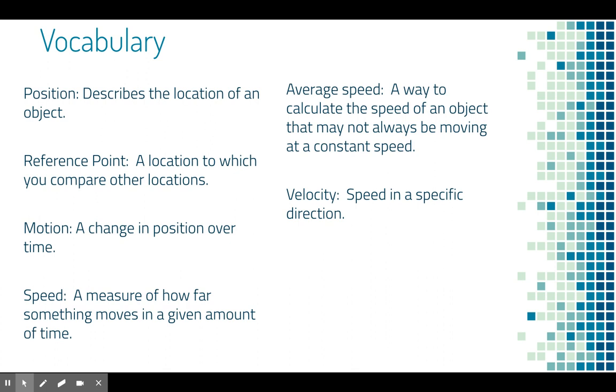So position describes the location of an object. Reference point is a location to which you compare other locations. Motion is a change in position over time. Speed is a measure of how far something moves in a given amount of time. Average speed is a way to calculate the speed of an object that may not always be moving at a constant speed, and velocity is speed in a specific direction.